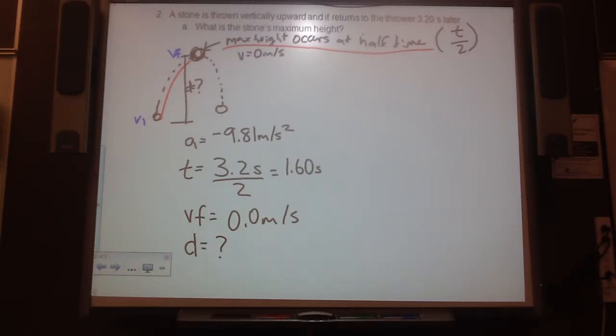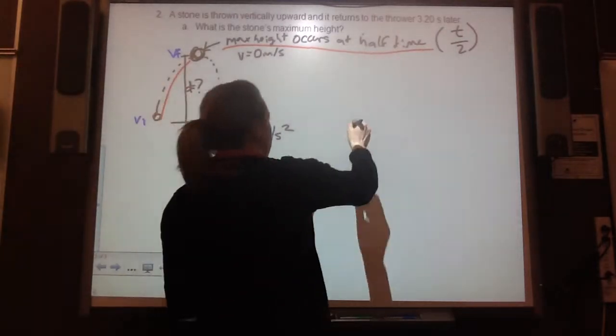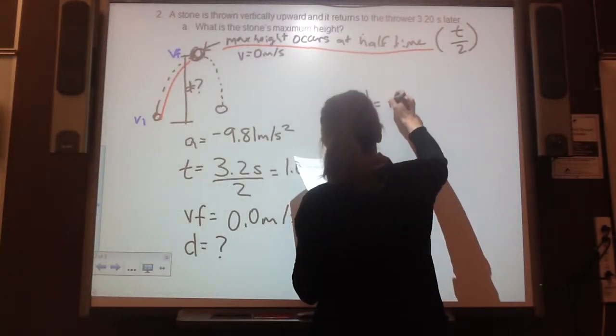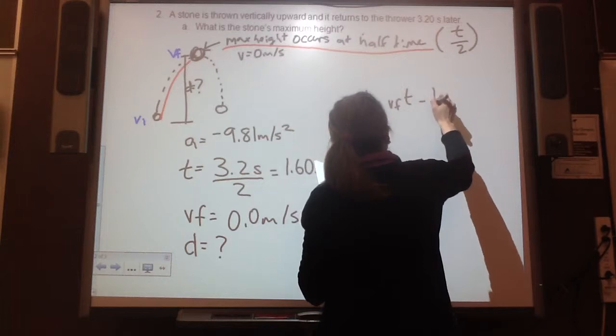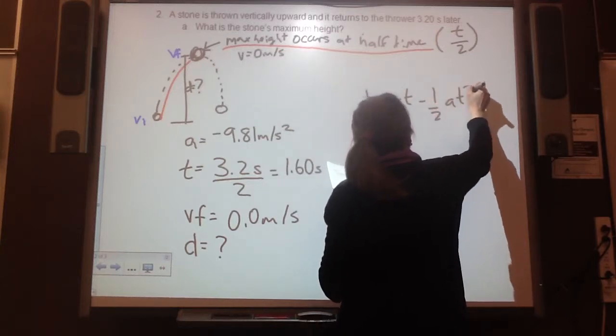Now we can look and see, is there a formula that has all of these variables in it that I can use? Why wouldn't you put your vi in it? Because I don't know my vi. I don't know the speed that it was thrown. I can't assume that it's 0, because it's when it's thrown, and I wasn't told that information. Good question. So the formula you need is d is equal to vf t minus half a t squared.